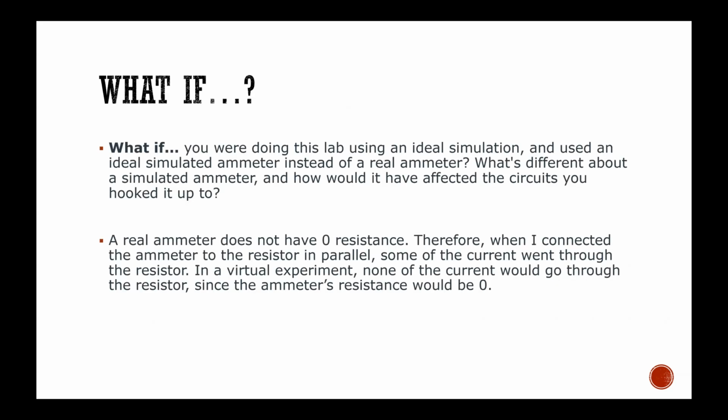So what if you were doing this lab using an ideal simulation and used an ideal simulated ammeter instead of a real ammeter? What's different about a simulated ammeter, and how would it have affected the circuits you hooked it up to? A real ammeter does not have zero resistance. Therefore, when I connected the ammeter to the resistor in parallel, some of the current went through the resistor. In a virtual experiment, none of the current would have gone through the resistor since the ammeter's resistance would be 0.